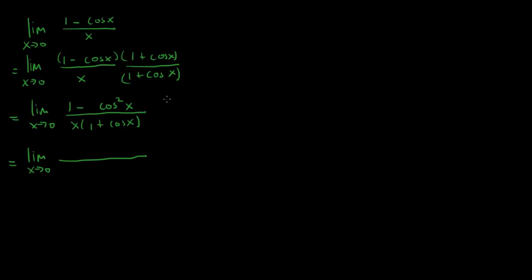Think back to trig class. Does 1 minus cosine x ring a bell? What about this? Sine squared x plus cosine squared x equals what? 1. If we rearrange that, 1 minus cosine squared x equals sine squared x. So that's why you really need to have those trig identities memorized. So we can replace the numerator with sine squared x. Then we have x times 1 plus cosine x.